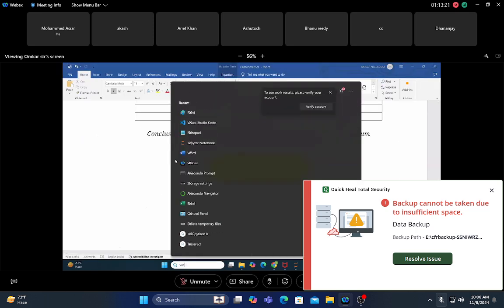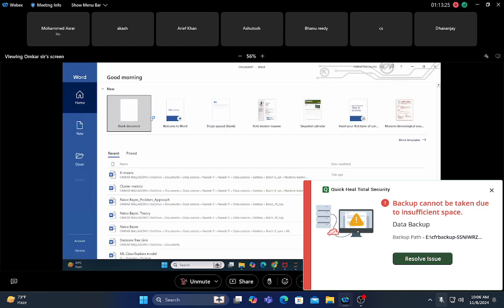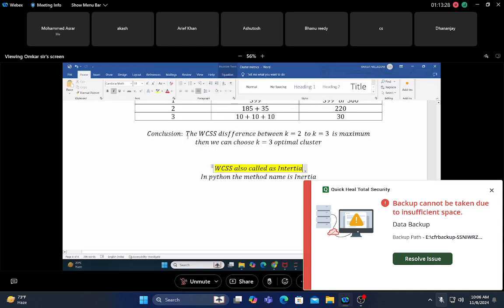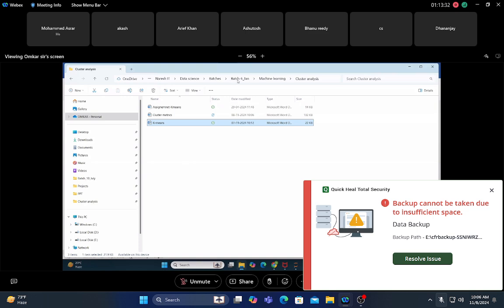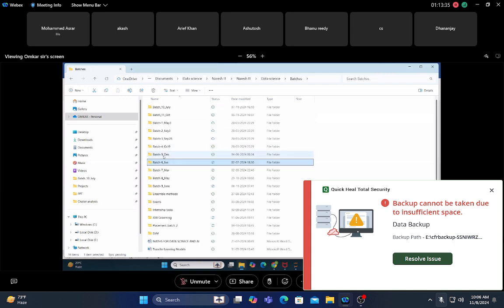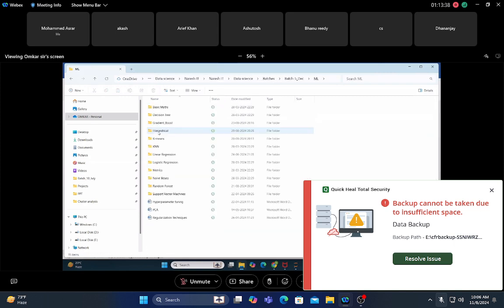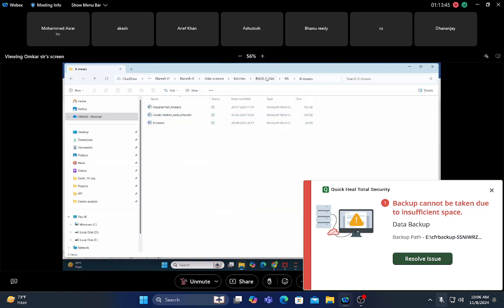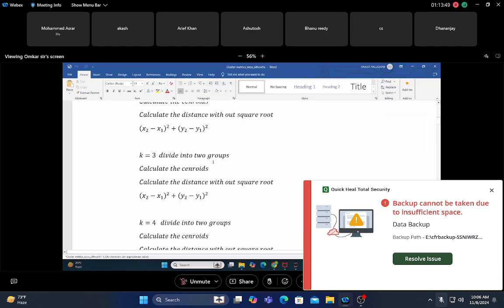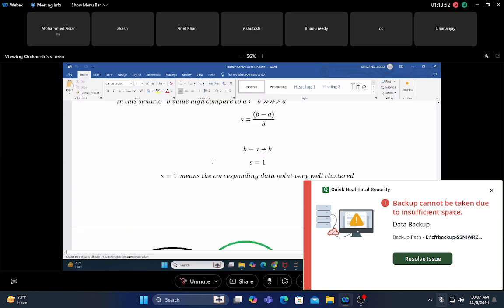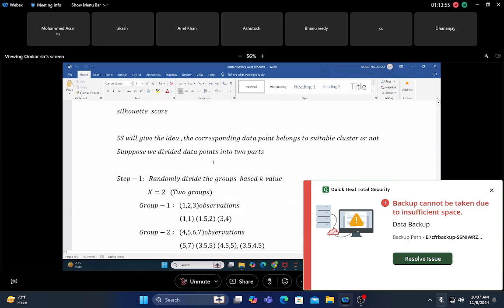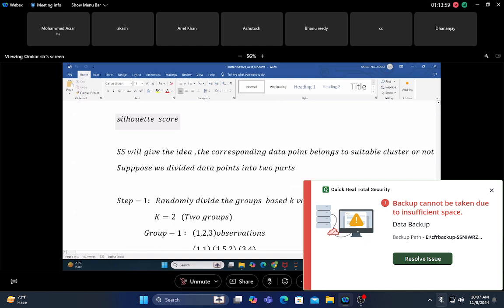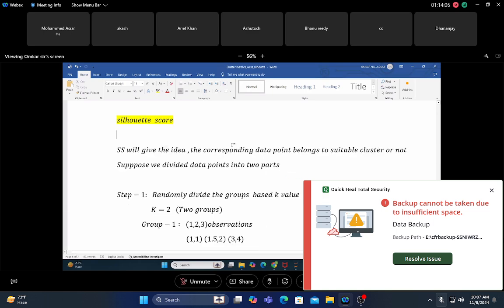Silhouette score. Silhouette score gives an idea whether the corresponding data point belongs to a suitable cluster or not.